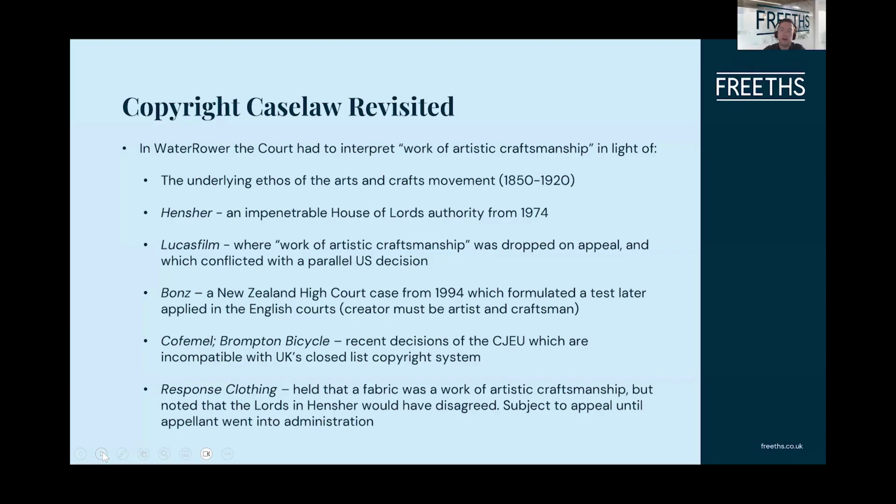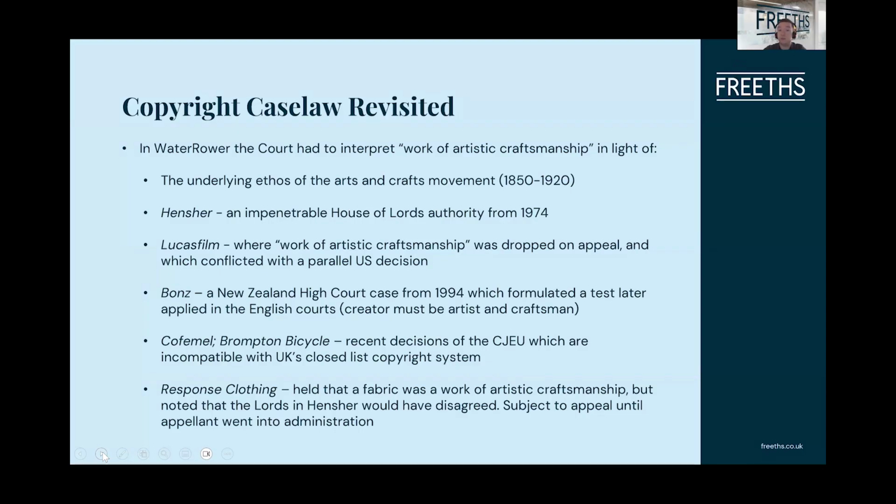You didn't have to fit into a particular category or have something that had particular artistic merit. And then Response Clothing, which was the previous UK case on this, which held that a fabric was a work of artistic craftsmanship, but noted that the Lords in Hampshire would have disagreed, which arguably conflicts with Court of Appeal authority that says, even if you can't make sense of a House of Lords decision, you have to apply it in such a way that gives effect to the ultimate conclusion, which in that case was that copyright would not have subsisted in the work in question.